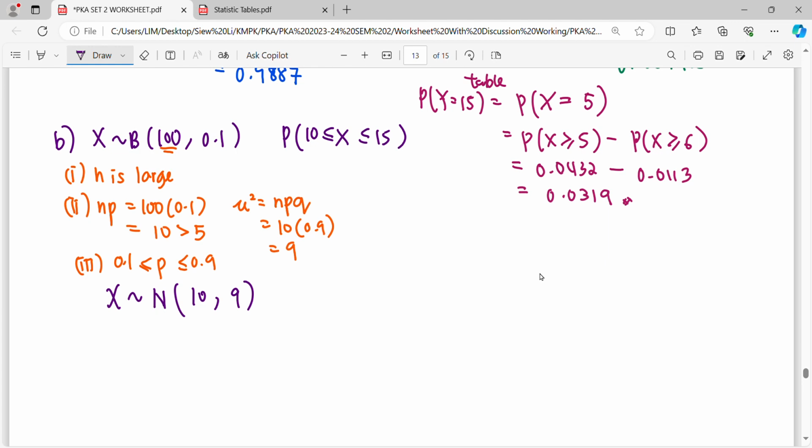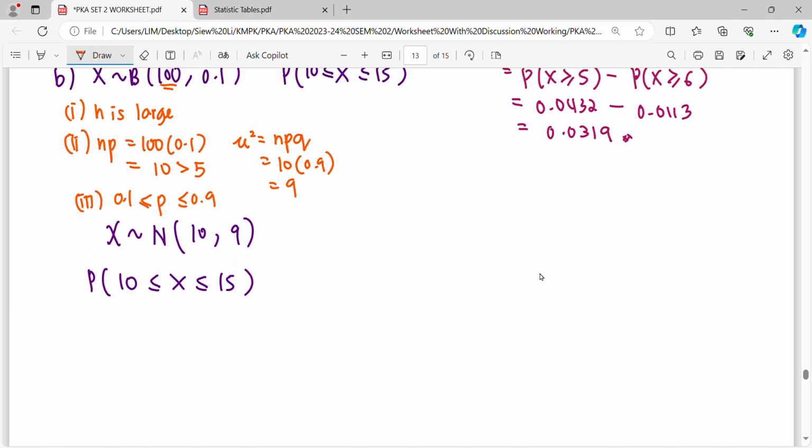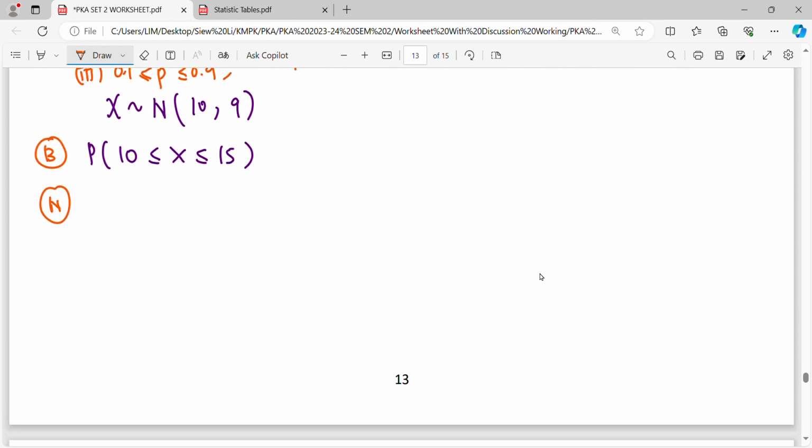Based on the question, we have the probability between 10 and 15 inclusive. So we analyze the status of X. X originally comes from binomial, but the distribution is not suitable, and we fulfill the 3 conditions here, therefore we need to change to normal. So the flow to answer this question is binomial to normal, answer in the normal way, which is change to Z. Then we draw the standard normal graph, then find the answer from the normal table.